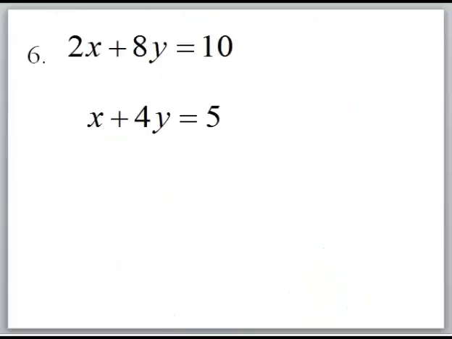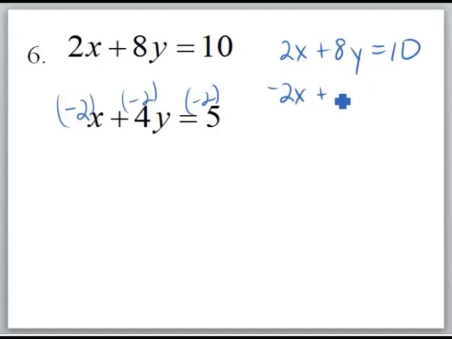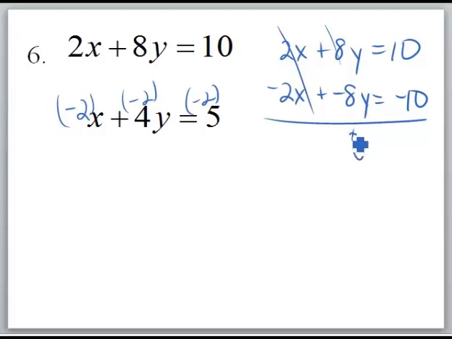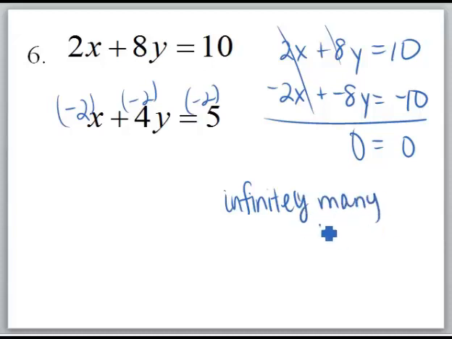In the next problem I have here, the easiest thing for me to do would be to say, okay, if only this was a negative 2, and so that's what I'm going to do, I'm going to multiply everything times negative 2. That will be the easiest thing to do. So I get 2x plus 8y equals 10. The second one reads then negative 2x plus negative 8y equals negative 10. Well, when I do this, actually everything cancels, and so I get 0 equals 0, which means my answer is infinitely many solutions. When I get a true statement, my answer is infinitely many solutions, meaning they were really truly the same line.